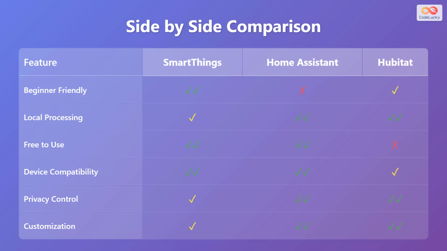For privacy control, Home Assistant and Hubitat provide superior options with complete local processing, while SmartThings offers moderate privacy. Finally, for customization, Home Assistant and Hubitat lead the pack with extensive options, while SmartThings provides moderate customization capabilities.